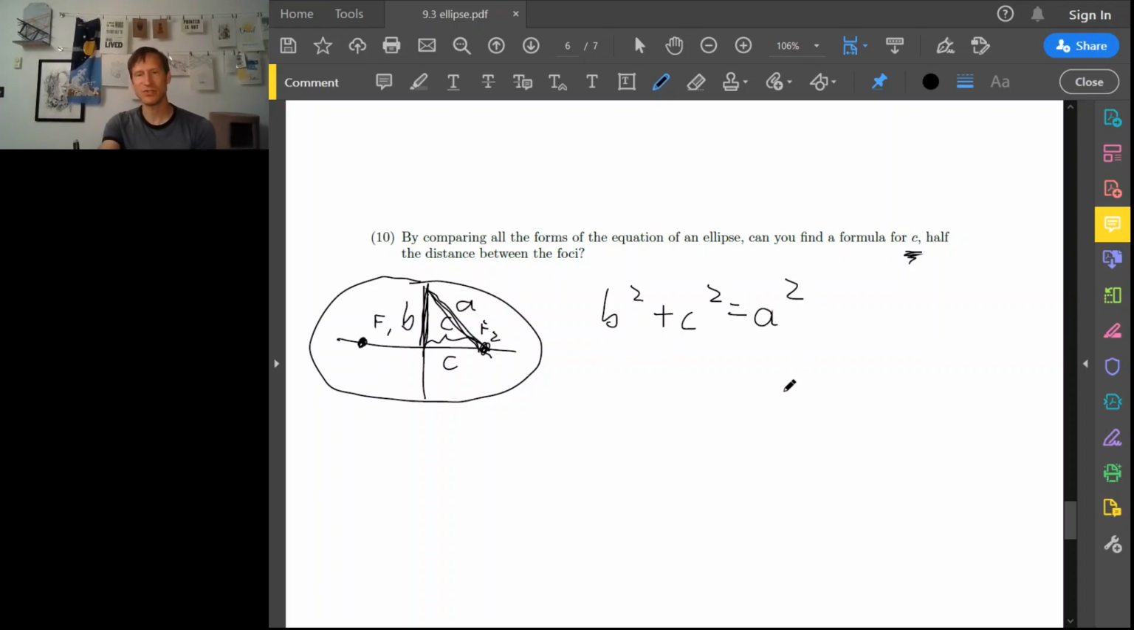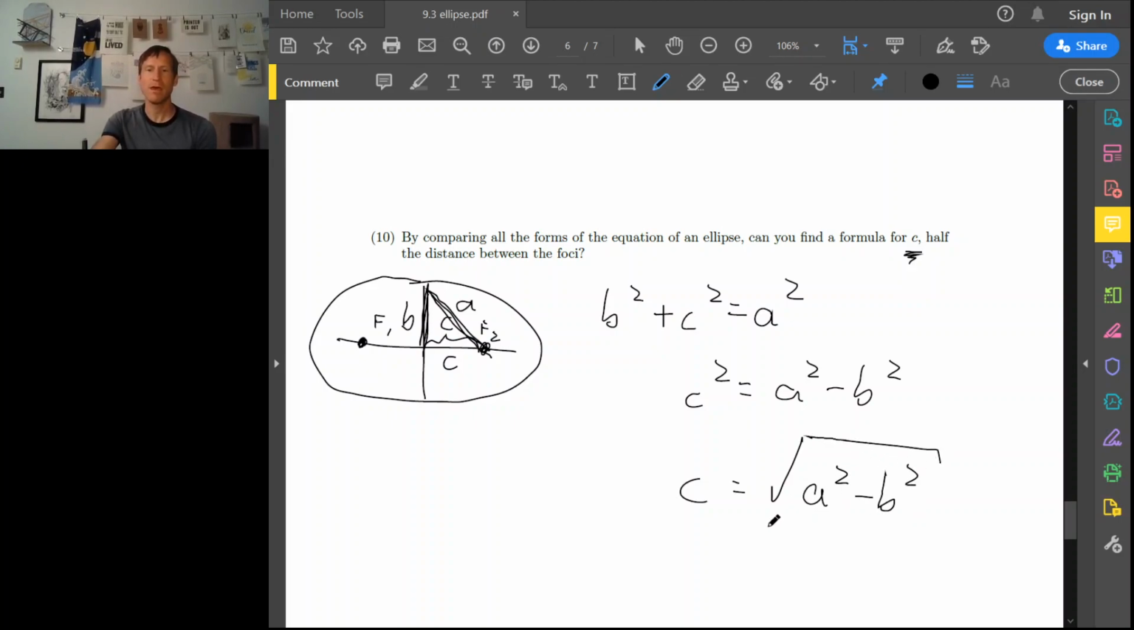But we can solve this for c. So subtract b squared from both sides. c squared equals a squared minus b squared. And then we can take a square root. c is the square root of a squared minus b squared. And I've chosen the positive square root here. I'm ignoring the negative possibility because c is a geometric distance, so it has to be positive. So we can discard the negative possibility.